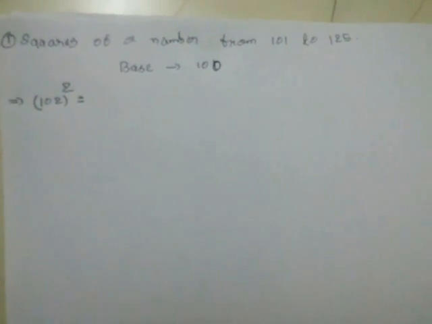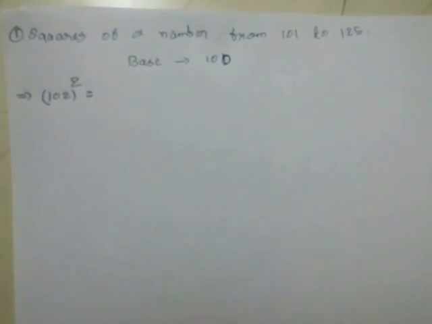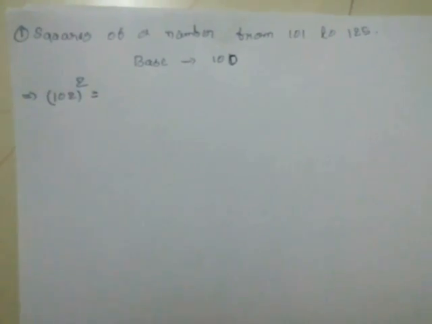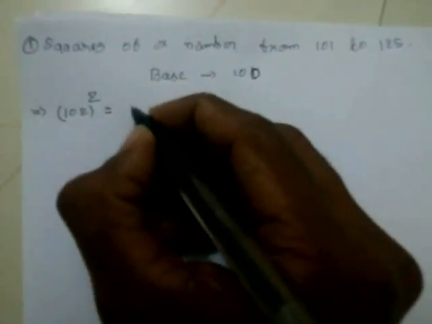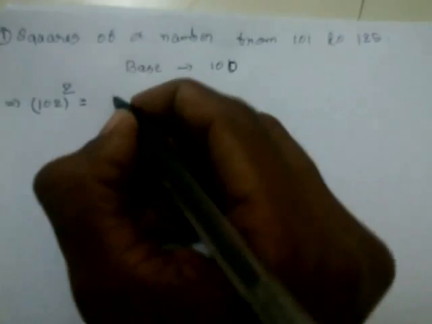So friends, we will move to our first category and let's take one example. Let's find out the square of 102. So there are only 2 steps.